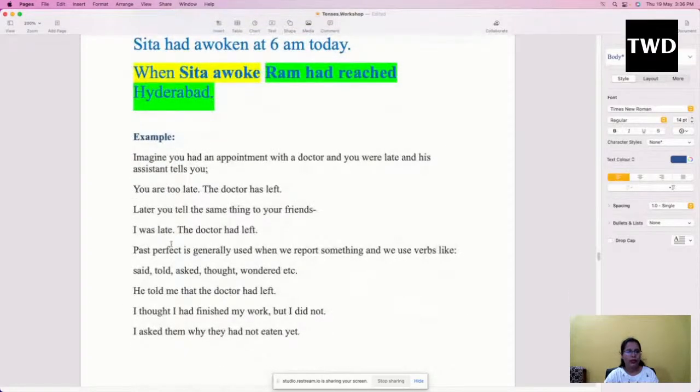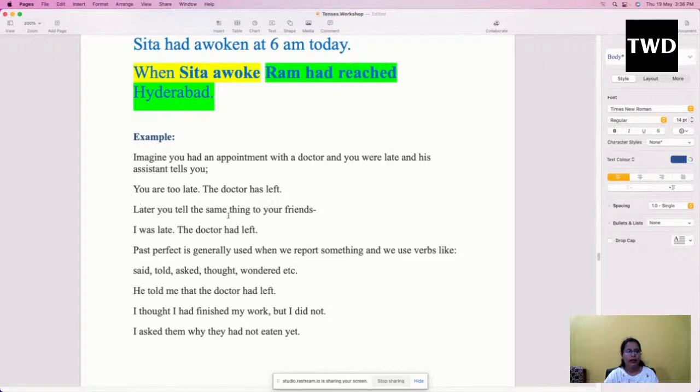For example, imagine you had an appointment with a doctor and you were late and his assistant tells you. So when you are in the clinic, what does the doctor's assistant tell you? You are too late. The doctor has left. So just now the doctor has left, and that's why the assistant is using what? Present perfect. The doctor has left.